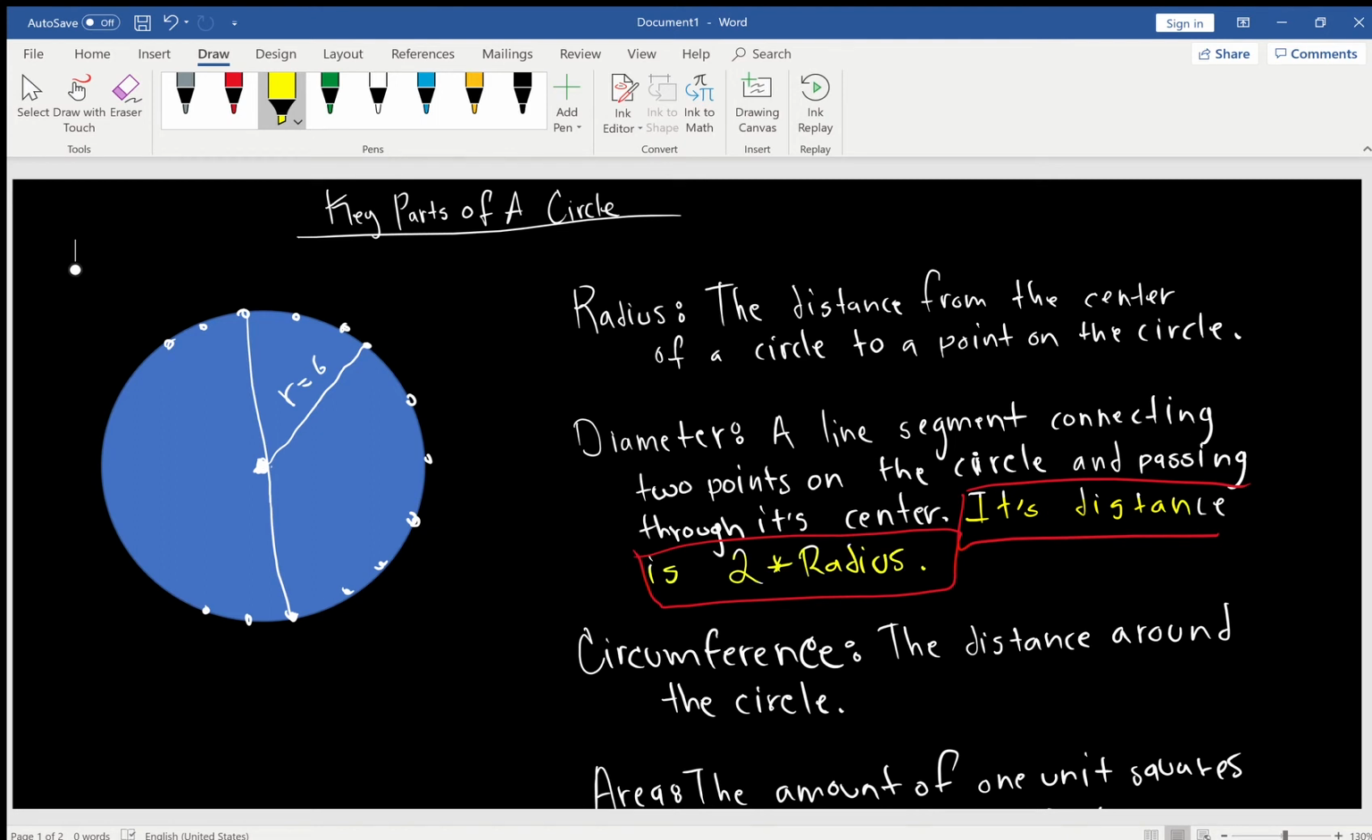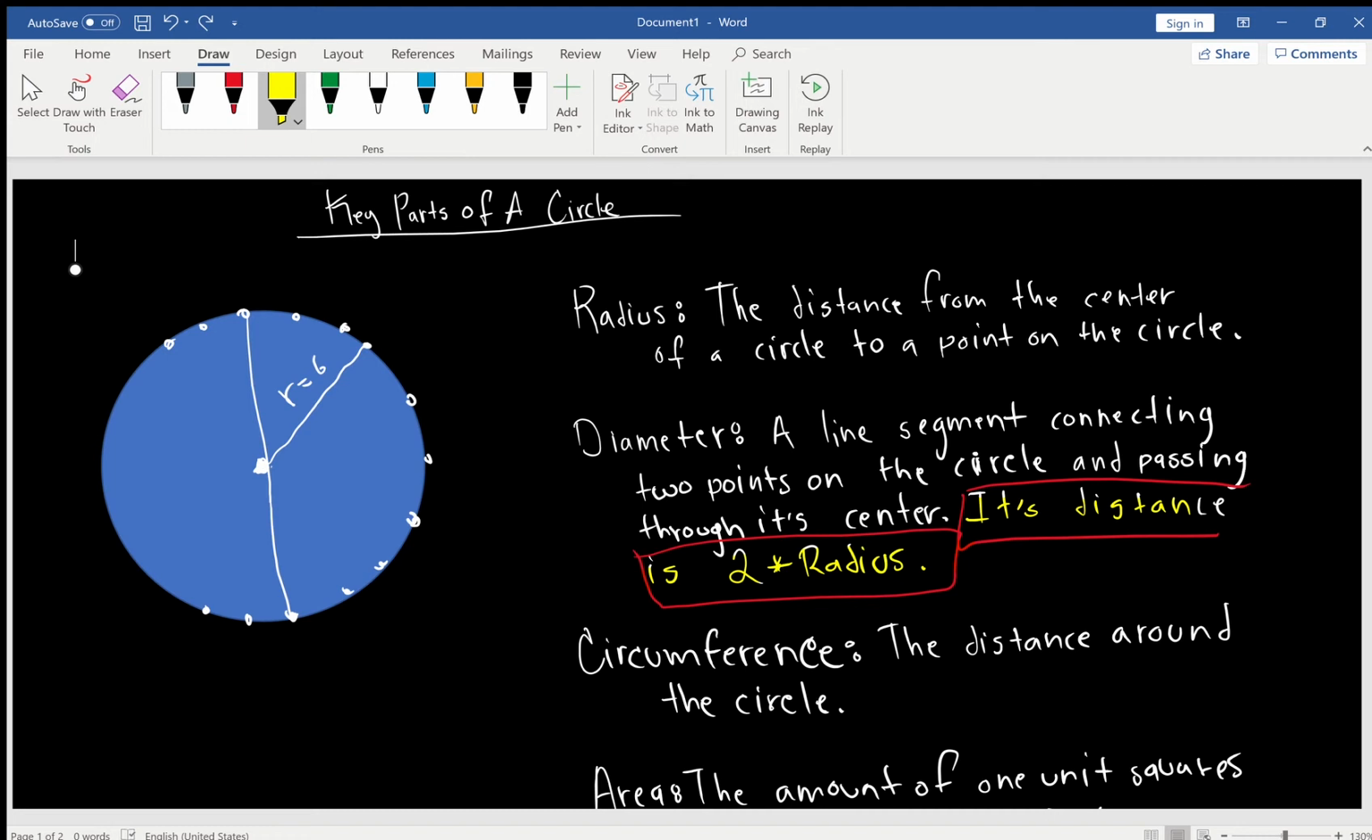So its distance is 2 times the radius. Now let's check why that makes sense. Well, if you remember, sorry, I was using the highlighter.